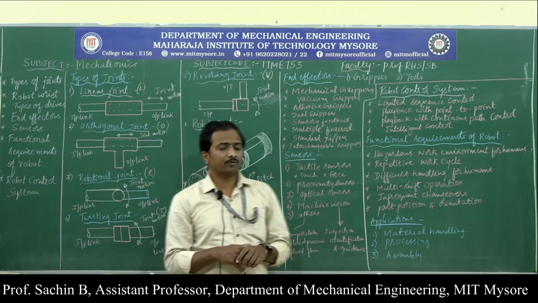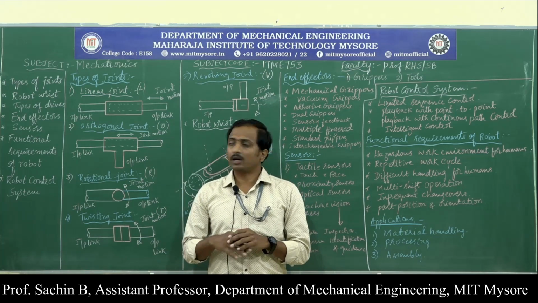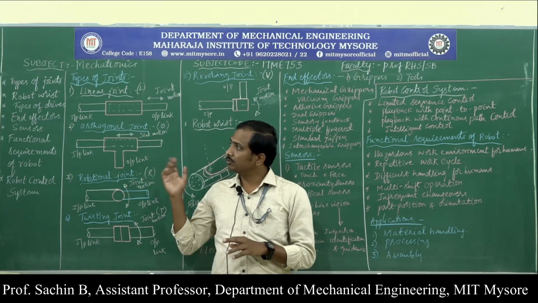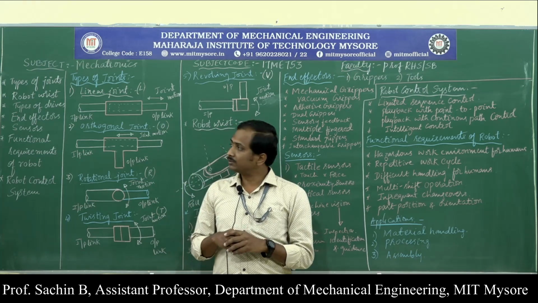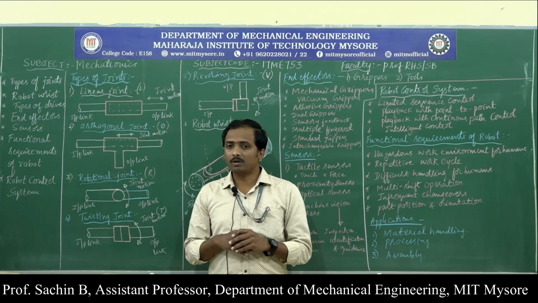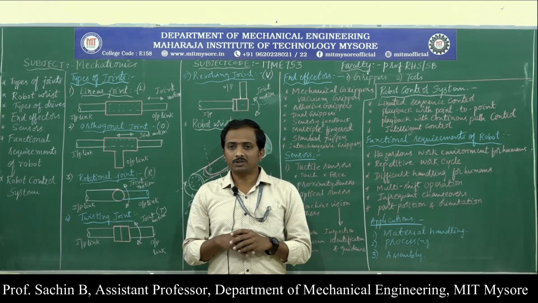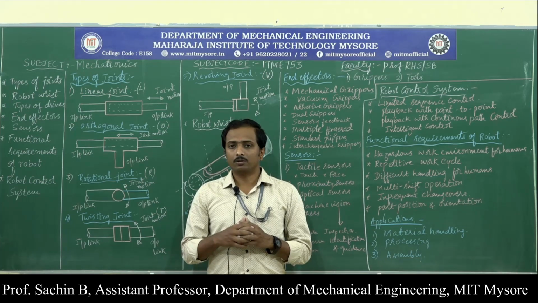This is regarding a few of the topics in industrial robotics. I have covered the types of joints, robot wrist, types of drive systems, end effectors, sensors, functional requirements of robot and robot control system. Okay, this completes module 3, that is programmable logic control system.